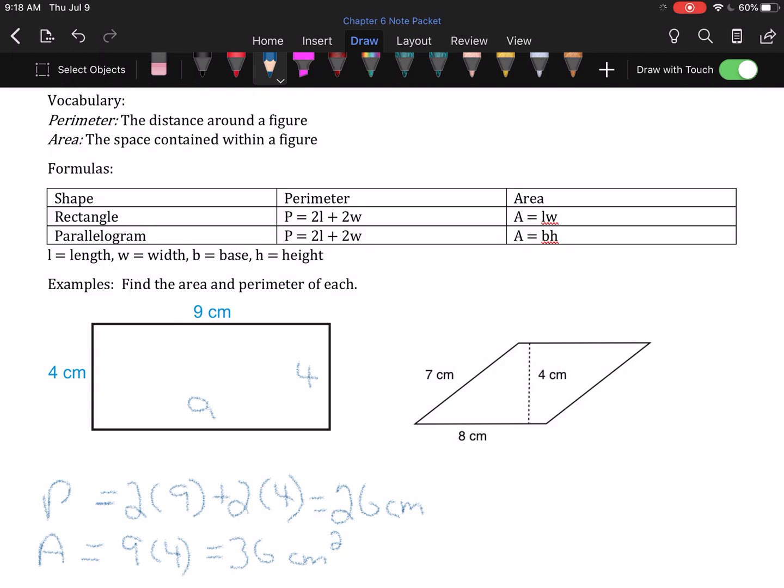For this next shape, the parallelogram over here, its perimeter will be 2 times its base, or length, plus 2 times its width. So the 4 isn't going to be used for perimeter. 2 times 8 is 16. 2 times 7 is 14. 14 and 16 is 30 centimeters. The area is the base of 8 times the height, which is 4. The height is perpendicular to the base. 8 times 4, of course, is 32, and this is centimeters squared.